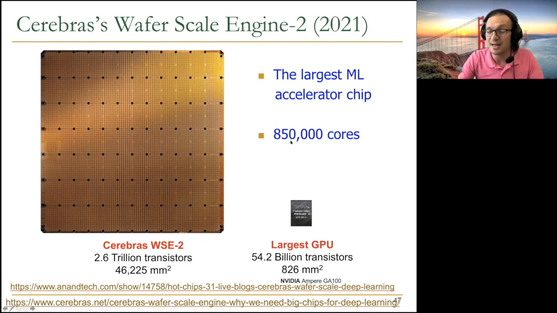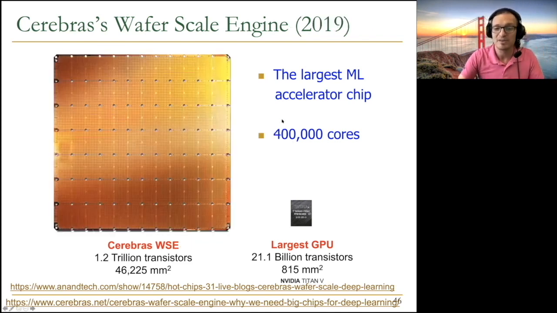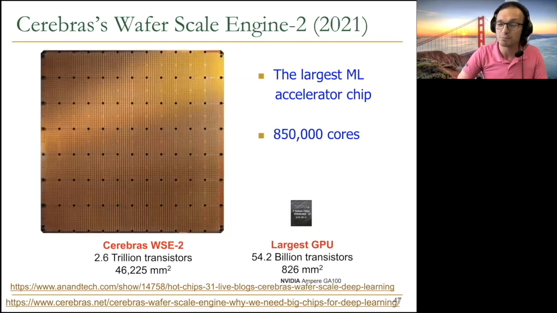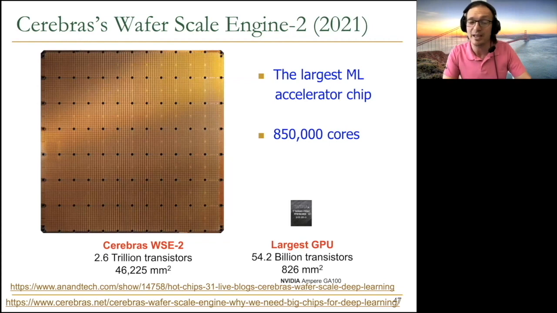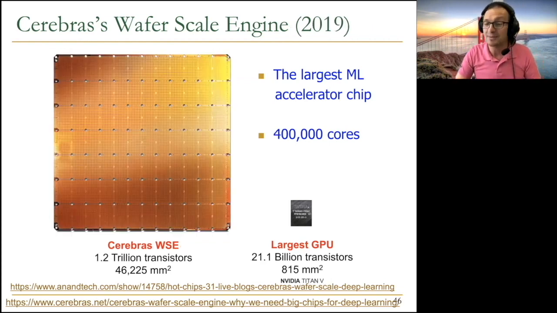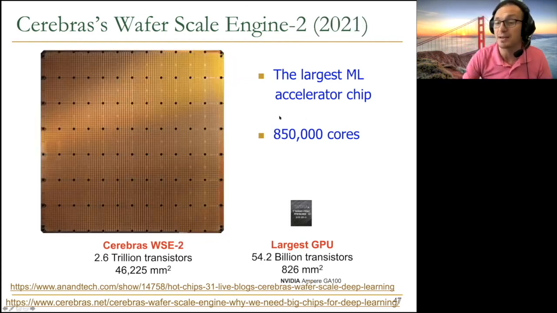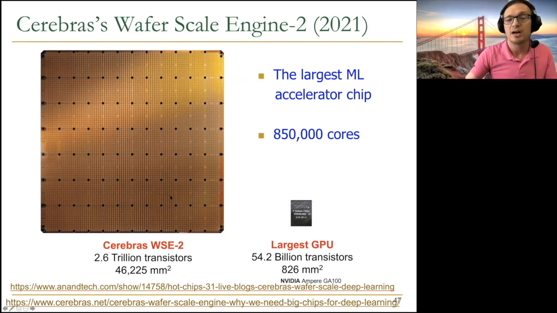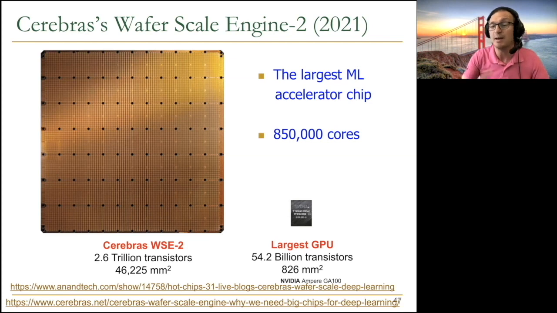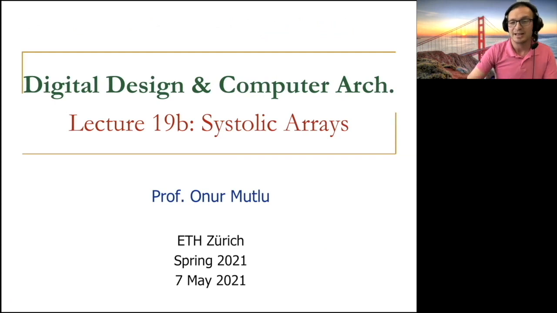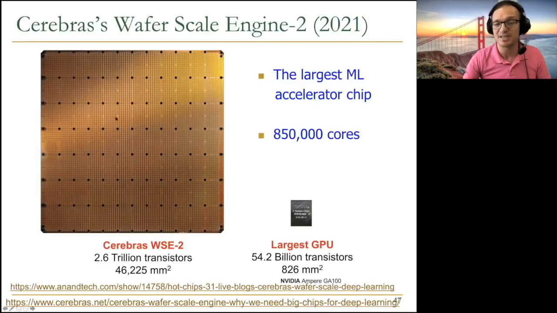It has 850,000 cores. I wanted to show you this one because this was released in 2019, and this was released in 2021. So they improved the process, and as a result, they were able to get more than 2x the transistors and more than 2x the cores. And this is, again, showing the importance of how much computation need and memory need is there for machine learning going into the future. And we're going to talk about the basic principles, SIMD principles, that this Cerebras engine is probably built on in the next lecture.